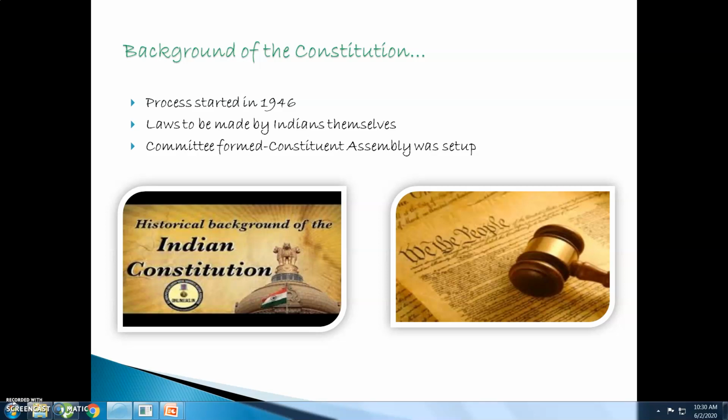Hence, when it was clear that India was going to get independence from the Britishers, the Indian freedom fighters made sure that henceforth independent India would not follow rules and laws which were made by the Britishers. Hence, the concept of making new rules and laws for the country of India emerged, and because of that, a committee was established in the year 1946, a year prior to our independence.